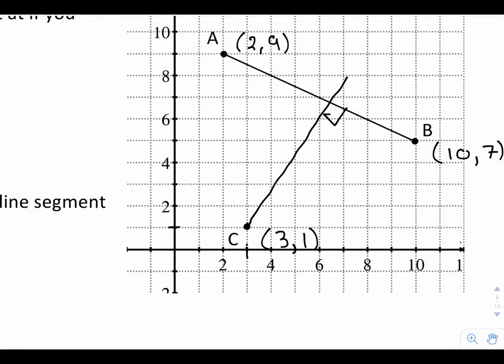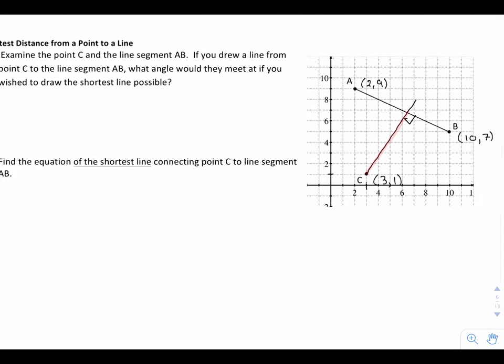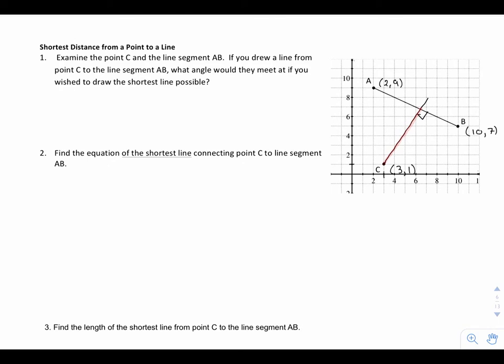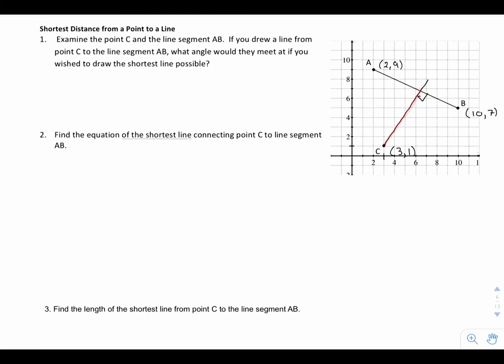Let me get a red here. From C to the point of intersection of that line. That's essentially what we want to aim for at the very end, to get that distance. But we're going to take a few steps back and first calculate what that line is, that line that intersects AB, and figure out an equation for it. Okay, so that brings us to step number 2. We want to find the equation of the shortest line connecting point C to the line segment AB.